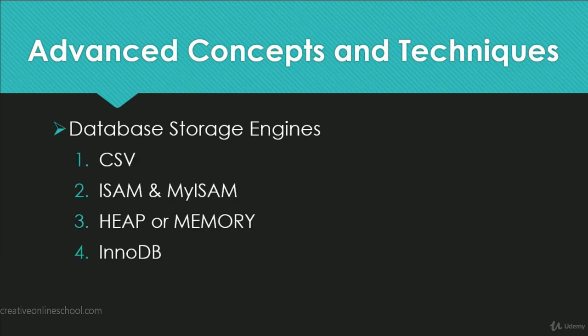In short, database storage engines are the things that power the queries that we run. Just like you have different engines in a sedan or a race car or a diesel because of the different purposes of those vehicles, databases can have different storage engines depending on their best use case. There are four primary database storage engines: CSV, ISAM and MyISAM, heap or memory, and MongoDB.